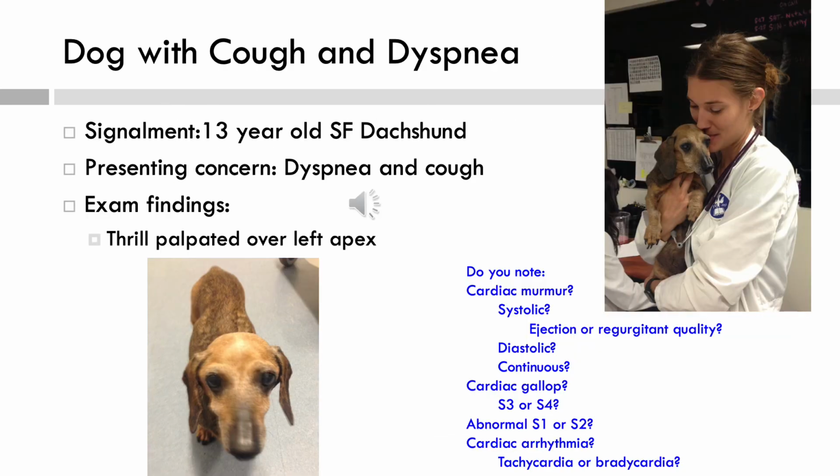This last case is a 13-year-old spayed female dachshund who presents for dyspnea and cough. A thrill is palpated over the left apex. We'll listen to the recording.